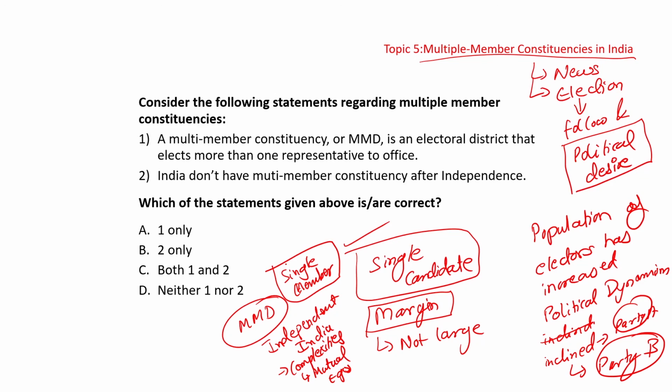We have also seen the problems associated with multiple member constituency. Alright, chalo. Consider the following statements regarding multiple member constituencies. The first statement: a multiple member constituency is an electoral district that elects more than one representative to the office. Yes, this is correct. Second statement: India did not have multiple member constituencies after independence. This statement is wrong. We have already looked into it. In fact, this practice was carried out till 1962. After that, it was done away with. So how many statements are correct? Only one statement is correct, and that is A.